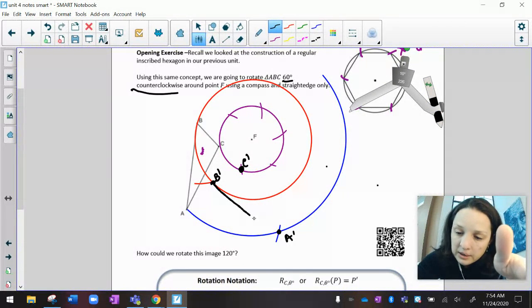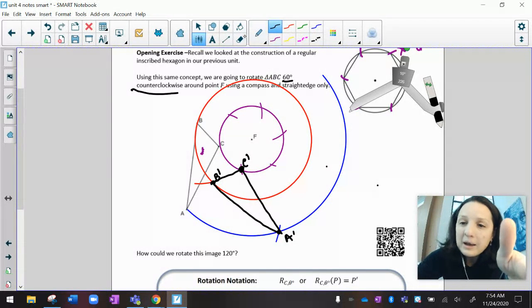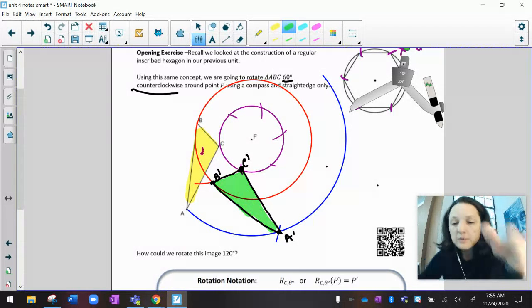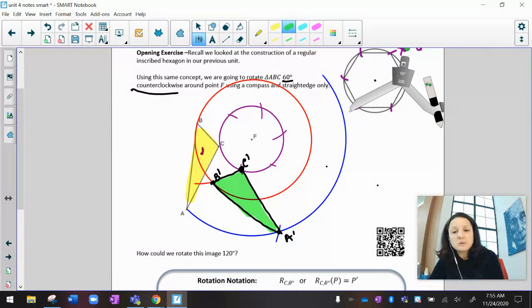And if I connect the dots, I have now turned this triangle, which I'll try to highlight to make it a little bit more obvious, into this triangle. And if you look at it, it does look like it turned. All right, we turned it 60 degrees counterclockwise.